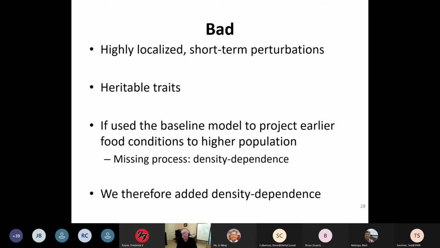What's the model not good for? Highly localized short-term perturbations. You can take a piece of the model and do that with it, but not the IBM as the IBM. Heritable traits. I'll give you an example. The model was density independent because the population's low, and we said let's put in those early food conditions. We didn't know how high the population would go. We looked at the fall midwater trawl, and it could go pretty high. So there was a missing process, density dependent mortality. So we put that in the model in order to answer what would have been a bad way to answer the question became a good way.